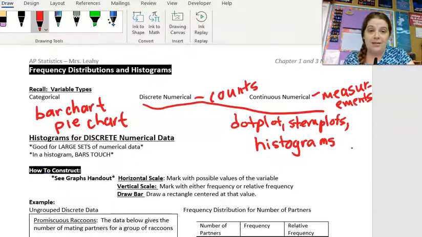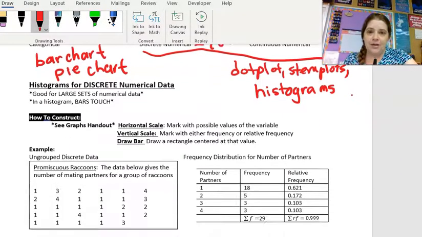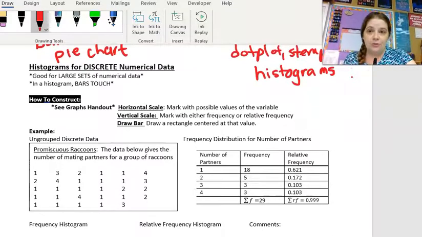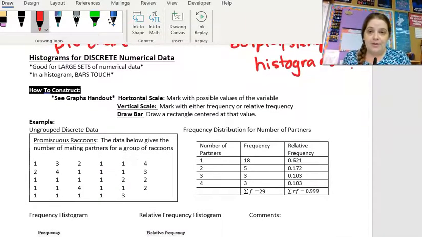Now, to construct a histogram, there are a couple of things that could happen. Okay, when we're talking about discrete numerical data, the bars in a histogram, first off, always touch. So I have this data here, and it says promiscuous raccoons. The data below gives the number of mating partners for a group of promiscuous raccoons. Okay, and we have 1 and 3 and 2.